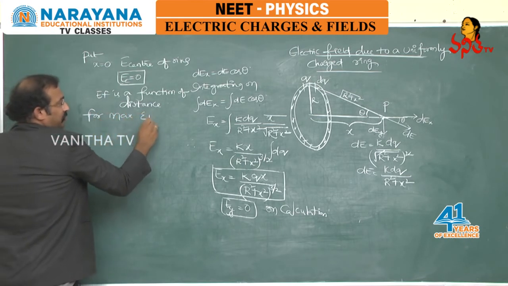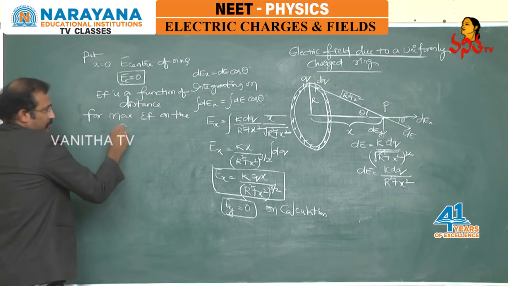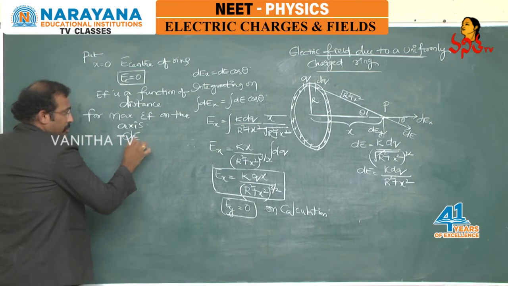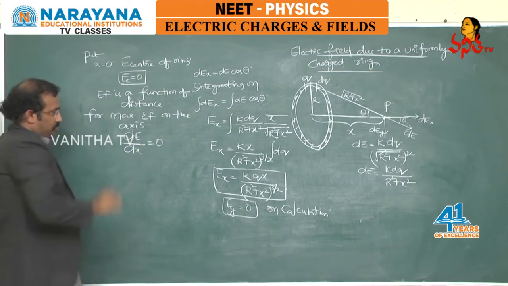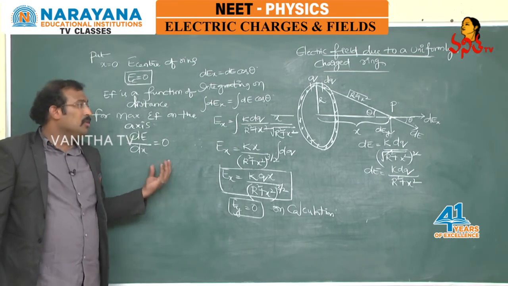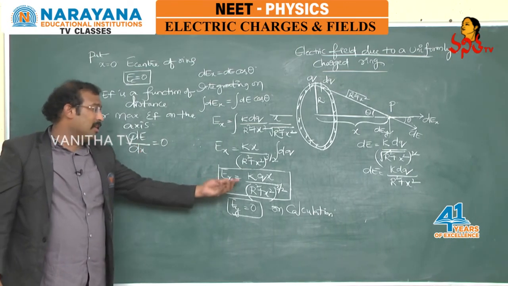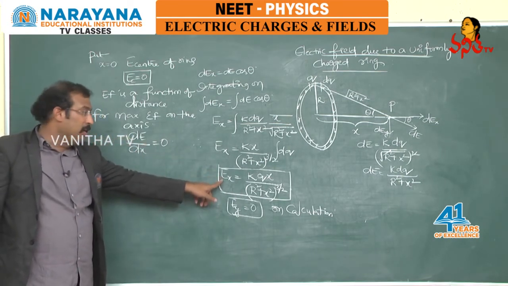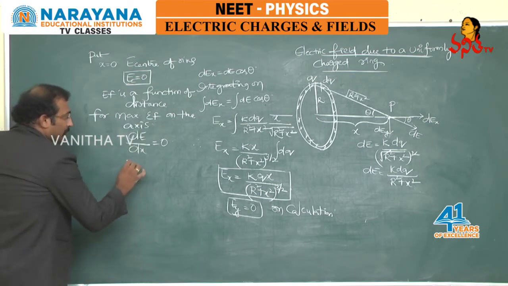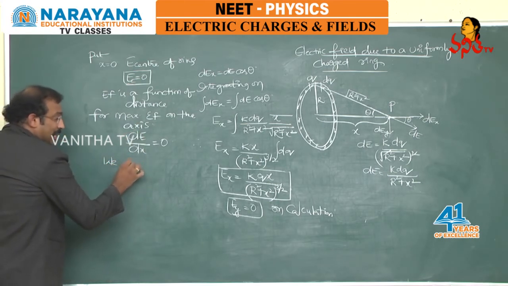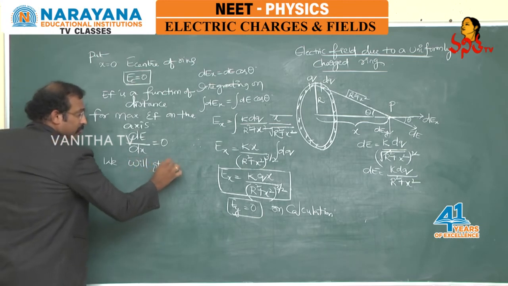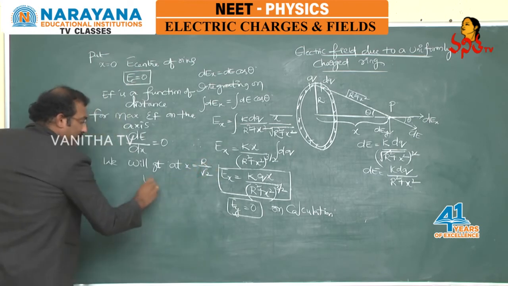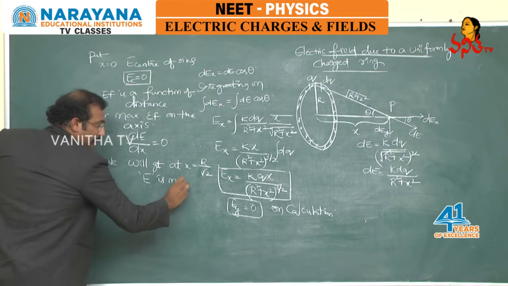For maximum electric field on the axis, dE by dx is equal to 0. If you differentiate it, you will get the value of x at which the maximum electric field may exist. On calculation, we will get that at x is equal to r by root 2, the electric field is maximum.